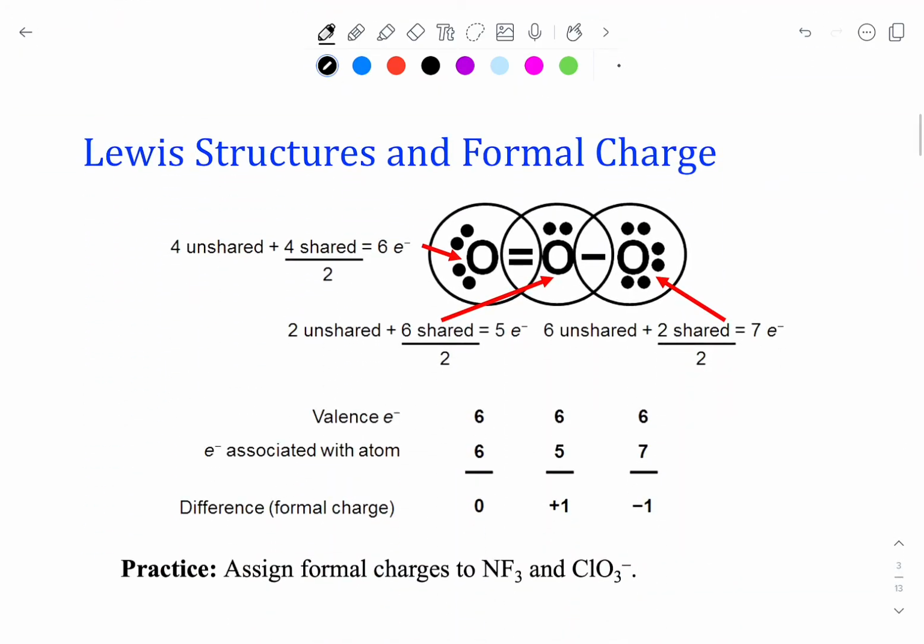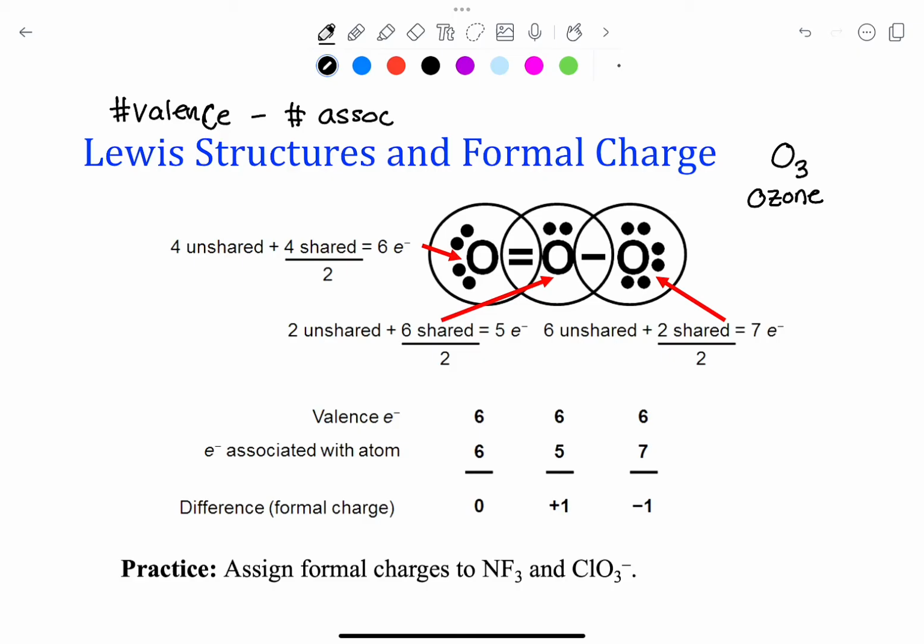So let's look at the structure O3. This is called ozone, like what's in our atmosphere. Ozone, O3. Okay, so for each oxygen, what we're going to use is we are going to take our number of valence electrons and subtract off our number of associated. And that's going to give us our formal charge.